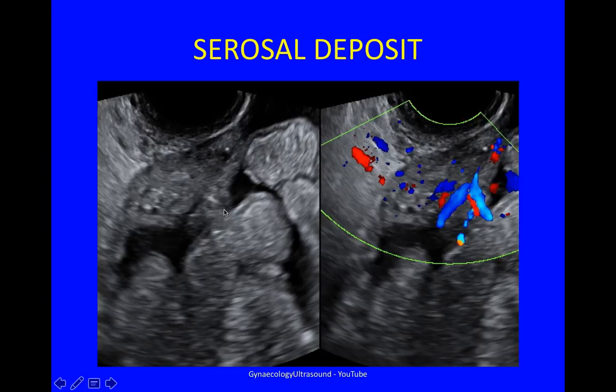This is another example of a serosal deposit, nicely outlined by the fluid there, which when you put colour on is strongly vascular. This is a serosal tumour deposit.